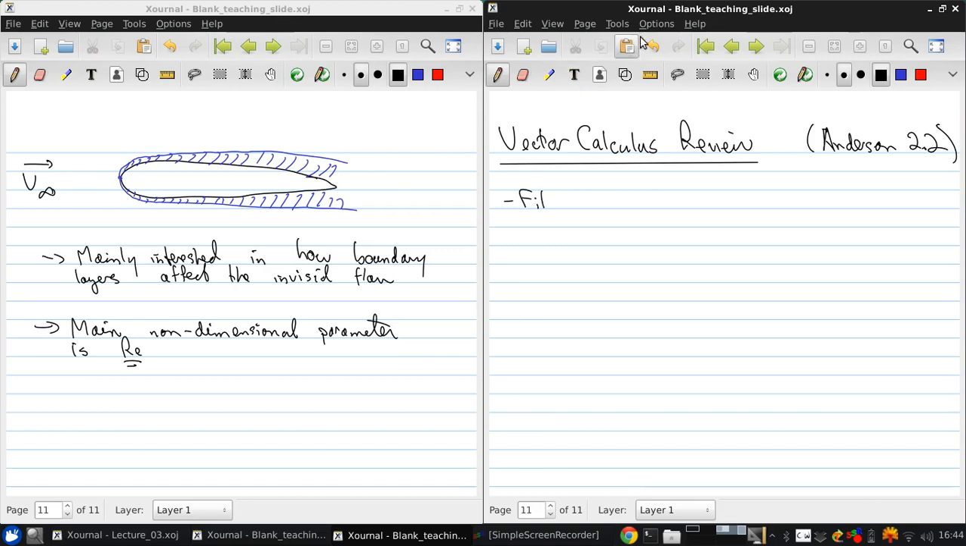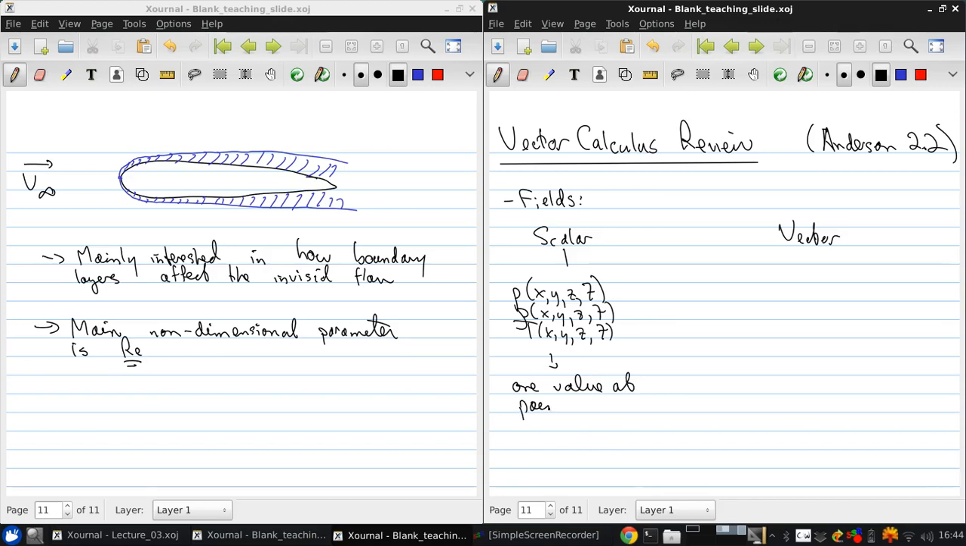Okay, so the first thing is to remember that when we're dealing with fluids, we're dealing with fields, both scalar fields and vector fields. Scalar field examples are a single number at each point in space, x, y, z, and time t. So things like pressure, density, and temperature are all scalar fields. And obviously, this means there's one value at each point in space and time.